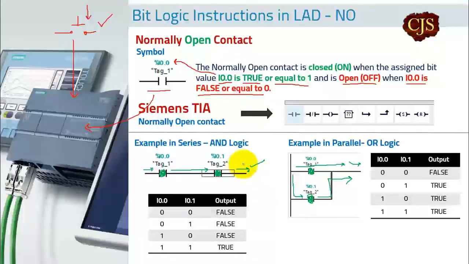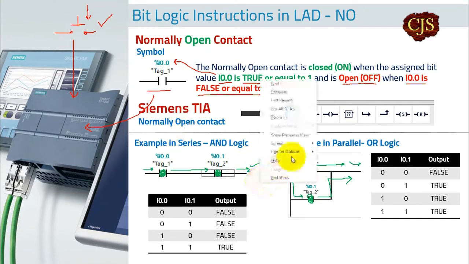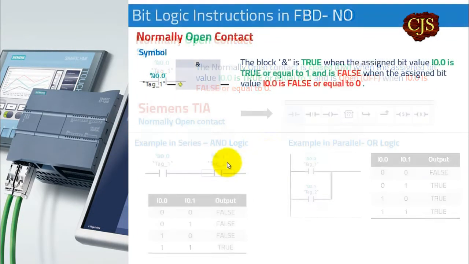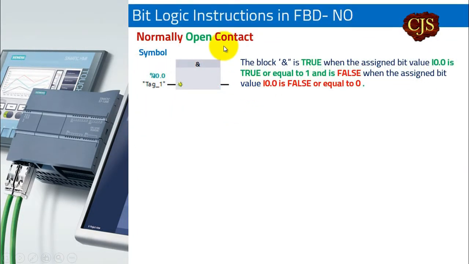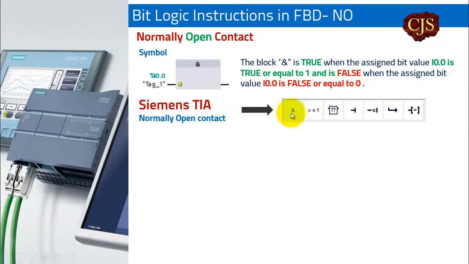Okay, so I hope this makes sense, and we will do an exercise to understand and work practically on the PLC. So let's proceed with the next slide, which is the same instruction but in FBD. FBD is a functional block diagram, another programming language of PLC which is widely used in Siemens most of the time. So this is the block symbol of a normally open contact in FBD. You can also find that in Siemens TIA, it's over here.